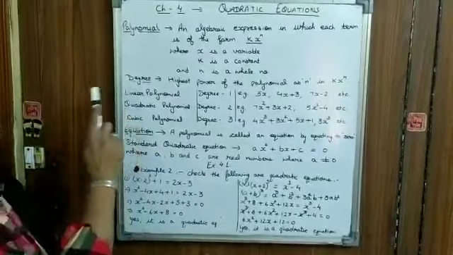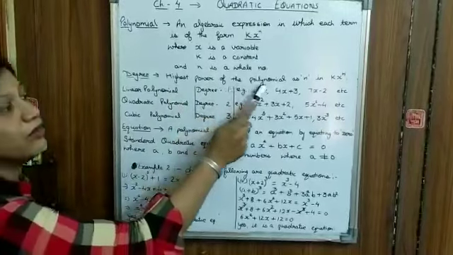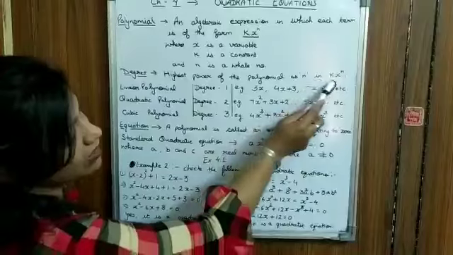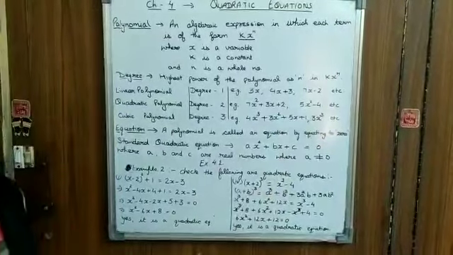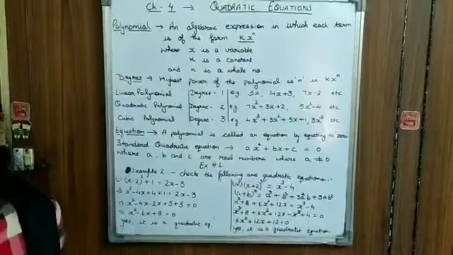Degree. What is called the degree? We have already discussed about this. Highest power of the polynomial is called the degree of the polynomial. As we can say in this, n in kx power n is the degree of this polynomial. We have already discussed the types of the polynomials.